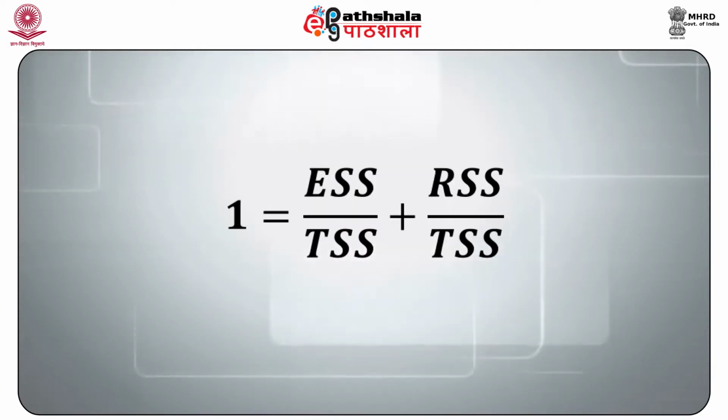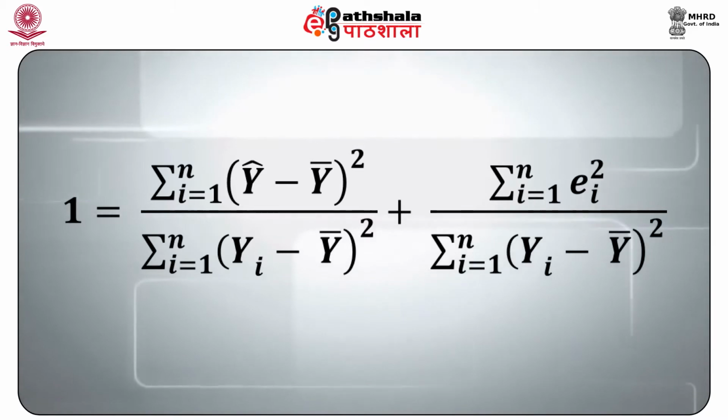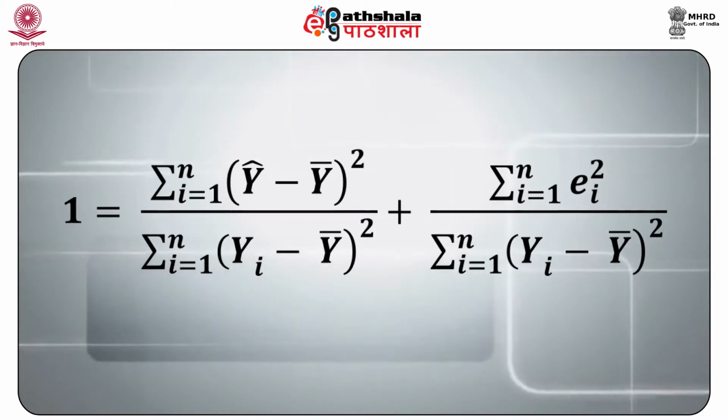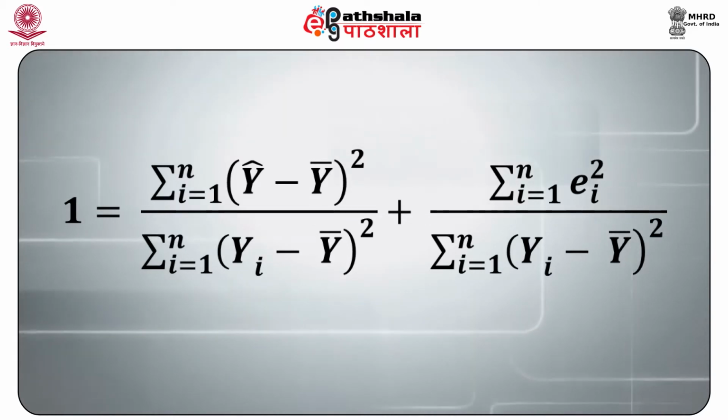Now having understood this, let us try to understand the coefficient of determination, which is based on this total sum of the squares and explained sum of the squares. Since we have already defined that TSS is equal to ESS plus RSS, let us now divide both sides by TSS. So we will have 1 is equal to ESS upon TSS plus RSS upon TSS. Therefore 1 is equal to sigma y hat minus y bar square upon sigma yi minus y bar square plus sigma ei square upon sigma yi minus y bar square.